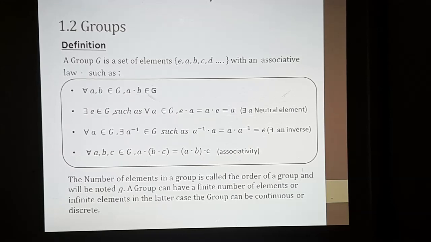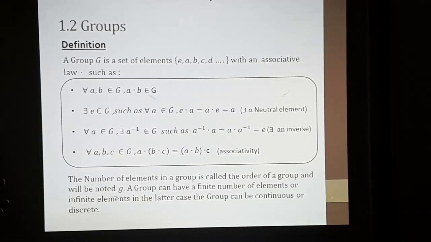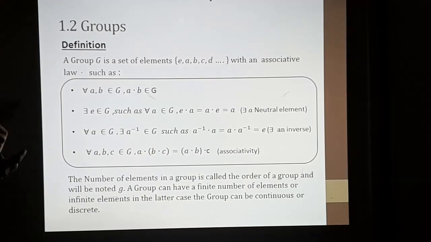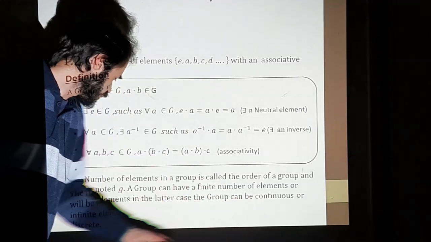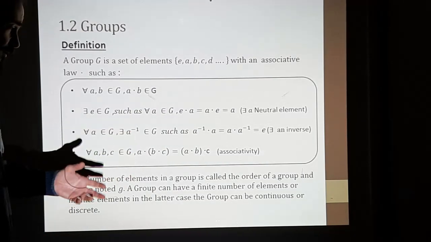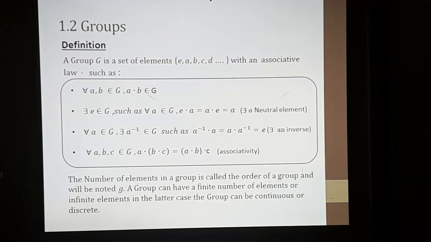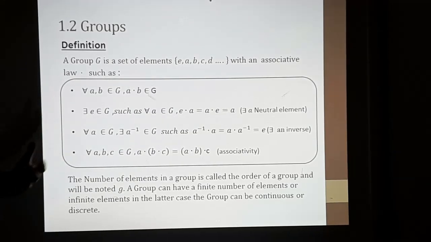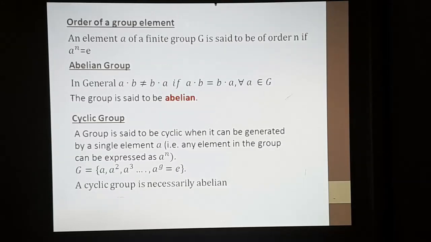So a group can have a finite number of elements or an infinite number of elements. Now, in the case where the number of elements is infinite, the group can be continuous or discrete. Continuous means that the element depends on a continuous variable. Okay, we'll see examples about that. Now I will introduce some additional definitions.